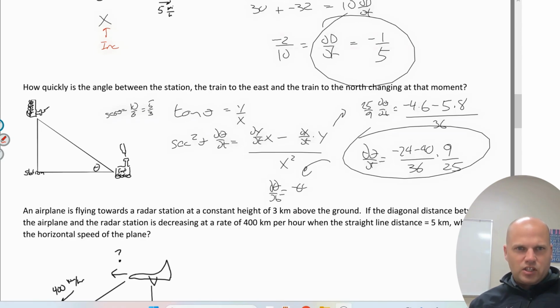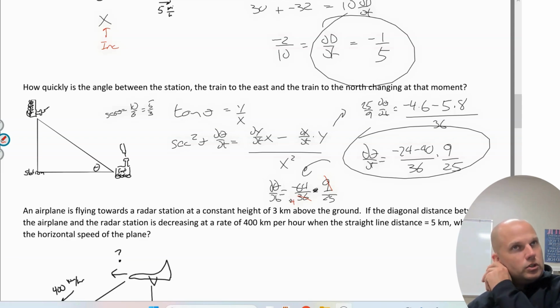So this is -64/36. Is that 2? No. That's 72/36. Ugh. So I can divide the top and bottom by 9. That becomes a 4. I can divide by 2 and then 2 again. So 64 goes to 32, goes to 16. So I think I got -16/25. I could be wrong. I'm not going to stress out about it.